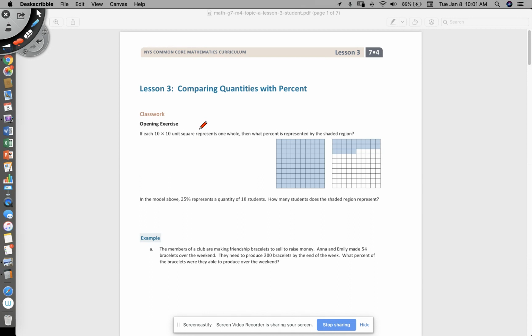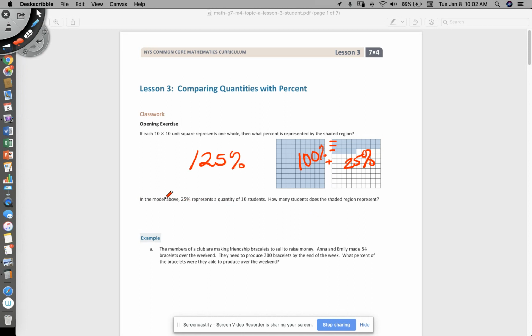If each 10 by 10 units, that means these little boxes here, represents one whole, then what percent is represented by the shaded region? So this is 10 by 10, so that's 100, so 100 of these little boxes. Since all of these are colored in, that's 100%. Now, since I have more, it's going to be over 100%. How much more? Well, there's 10, there's 20, there's 25. So it's 100 plus 25. So the total representation here is 125%.